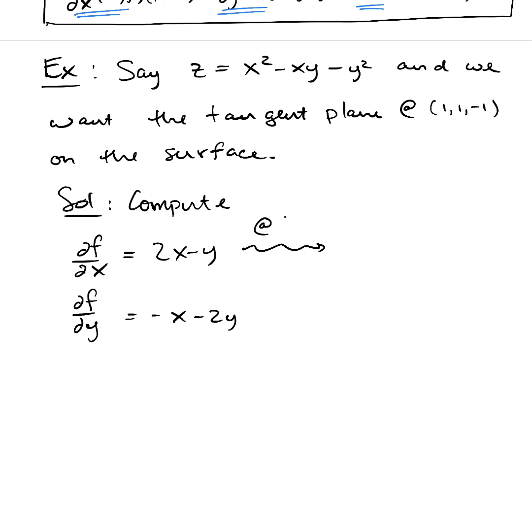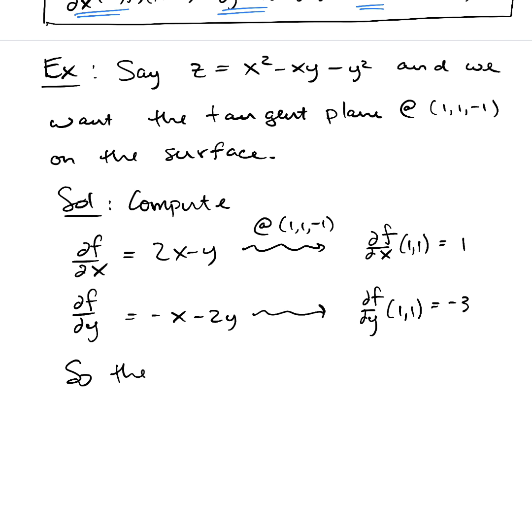If you consider what that comes out to at the tangent point, so when x and y are both 1, you get df dx at 1, 1 equals 1. And likewise, if you evaluate df dy at 1, 1, you get negative 3. And so we're done. We're right there. Look how short this problem is.